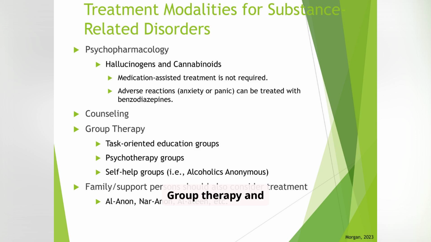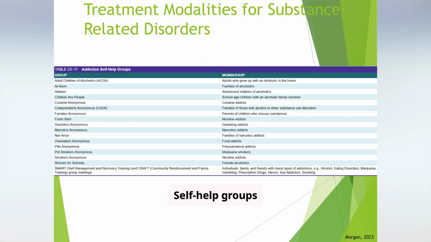Group therapy and self-help groups are also effective. Family and support persons should also consider treatment. Self-help groups provide valuable support. Adult Children of Alcoholics, Al-Anon, and Narcotics Anonymous are examples. Each group has specific membership criteria.